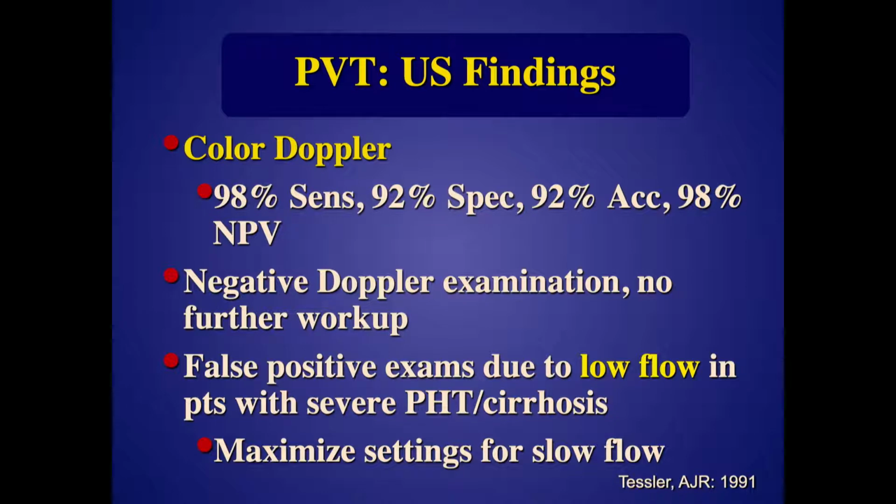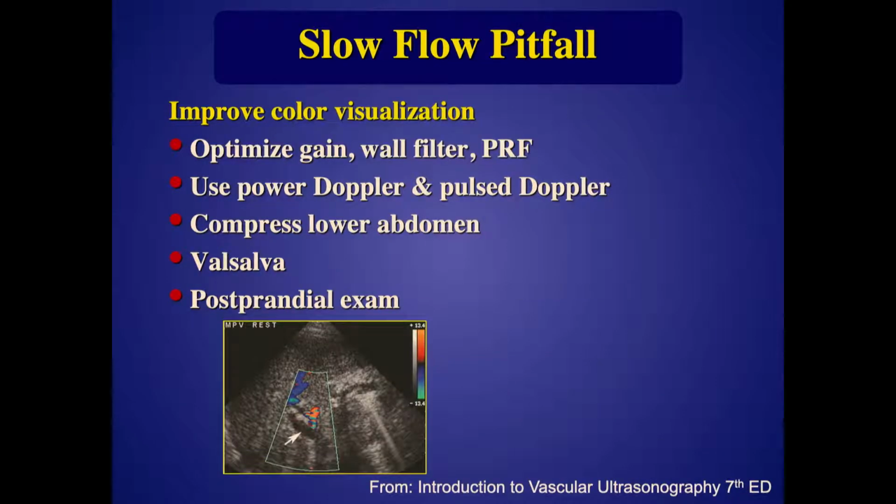Obviously, you want to optimize the study. You want to make sure your gain is optimized. You want to make sure your PRF is low. Your wall filter is low. You can use color Doppler and some physical techniques as well to make sure. And certainly look for echoes. If you see echoes within the portal vein, that certainly suggests thrombosis.